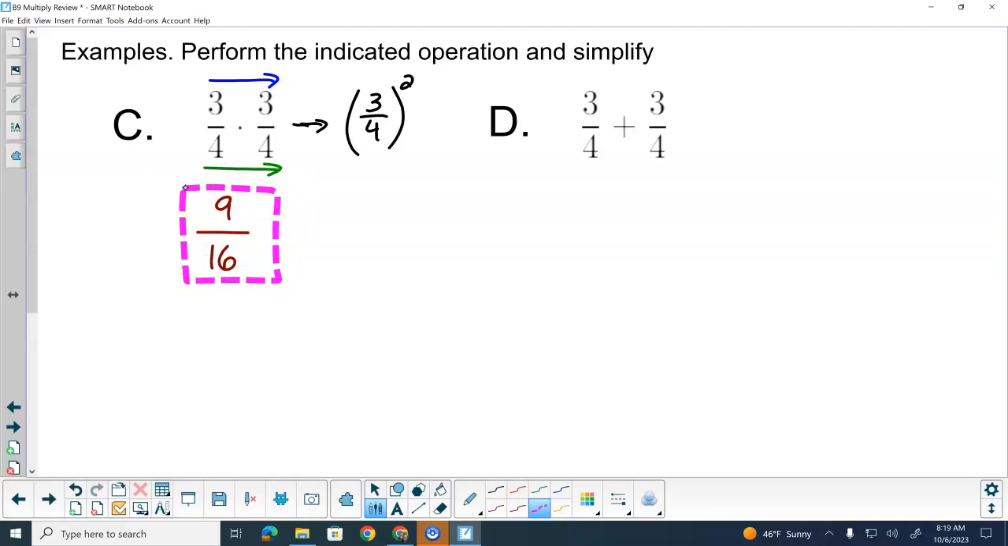Adding, we have our common denominators already, so we don't have to do step number 1. We don't have to do step number 2 because it's already done for us. Step number 3 says, now we just add the tops. 3 plus 3 is 6, and we leave that over 4. Do I like 6 over 4? No. What can they both be divided by? By 2. Okay? So we can divide both of these by 2. And then that would give us 3 over 2, or 1 1/2.